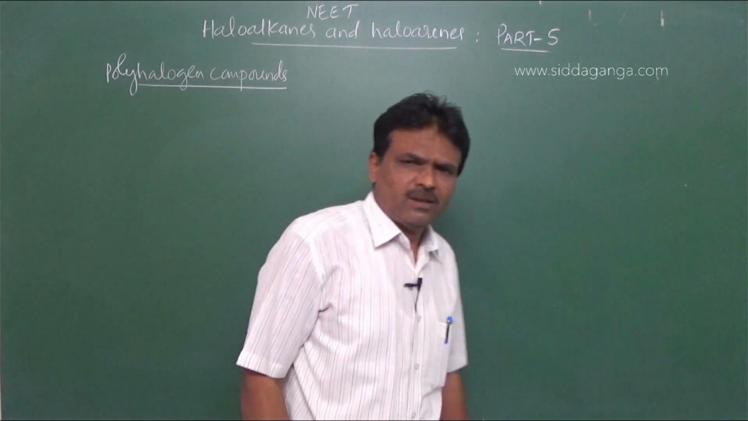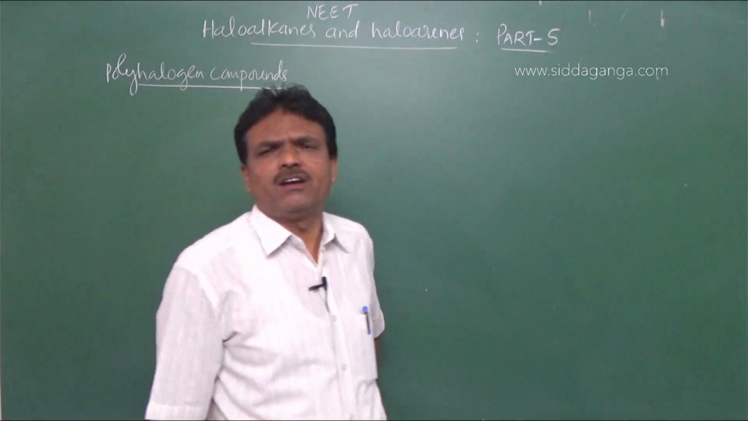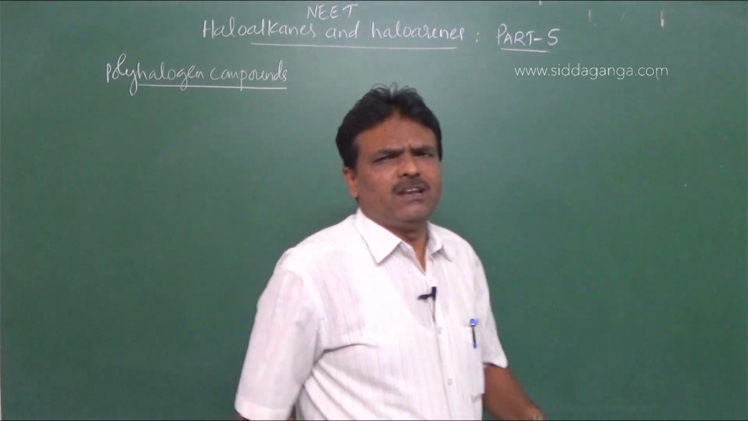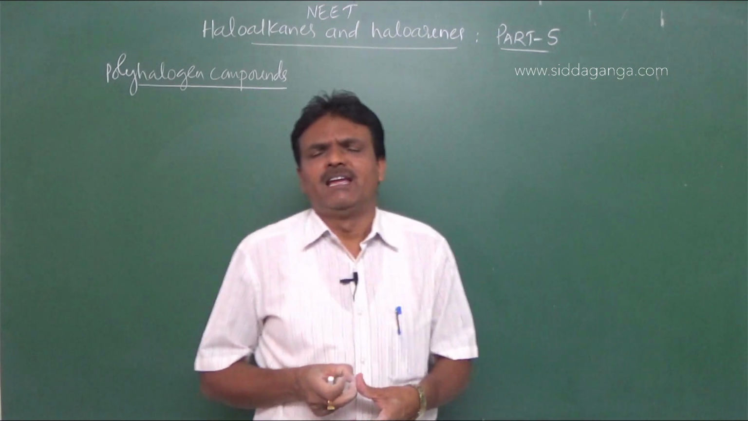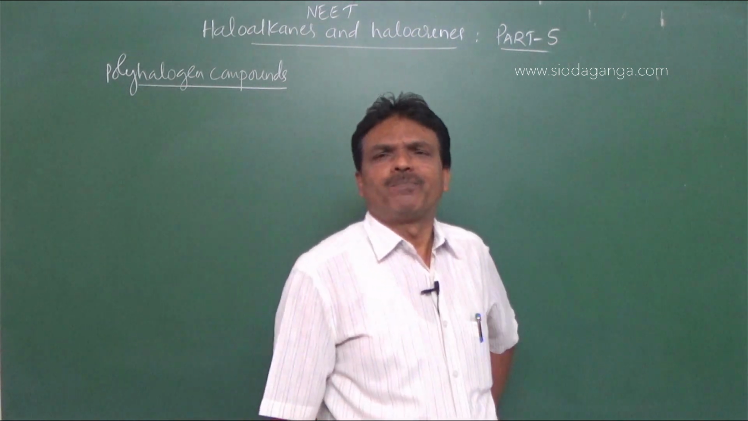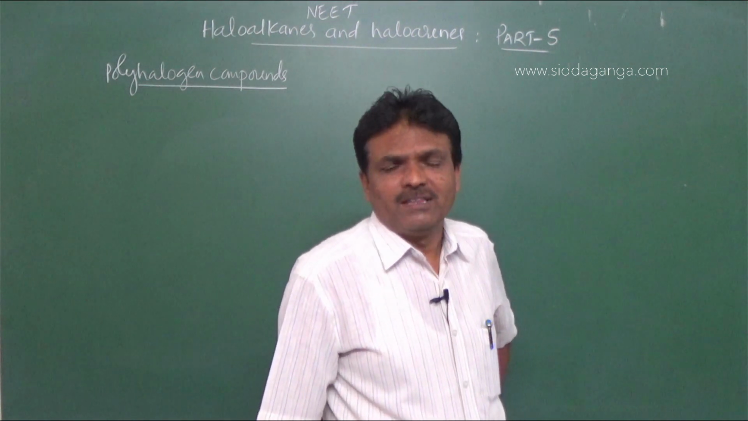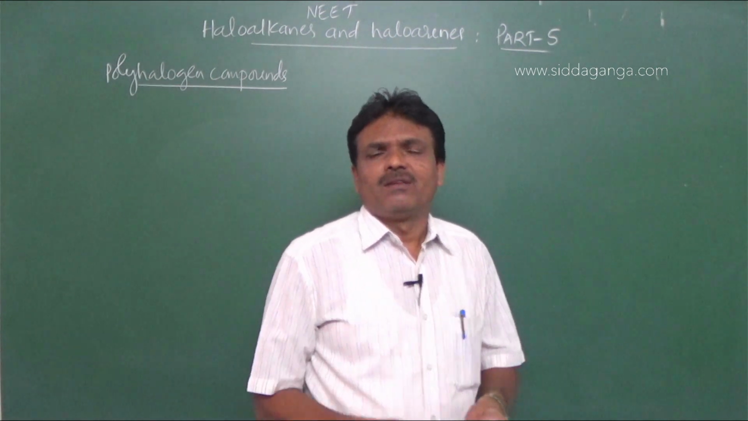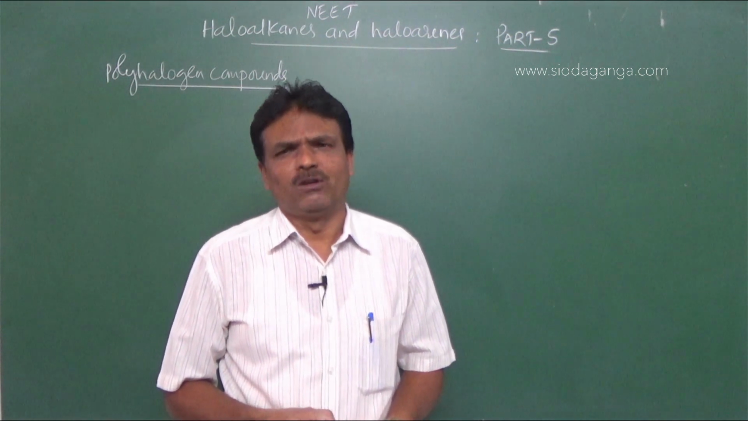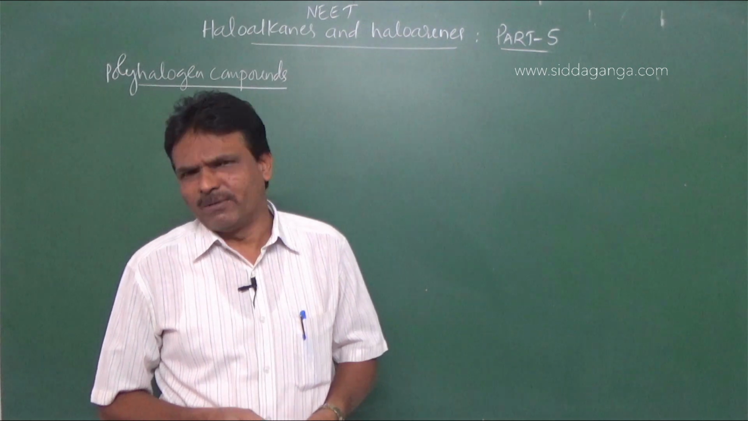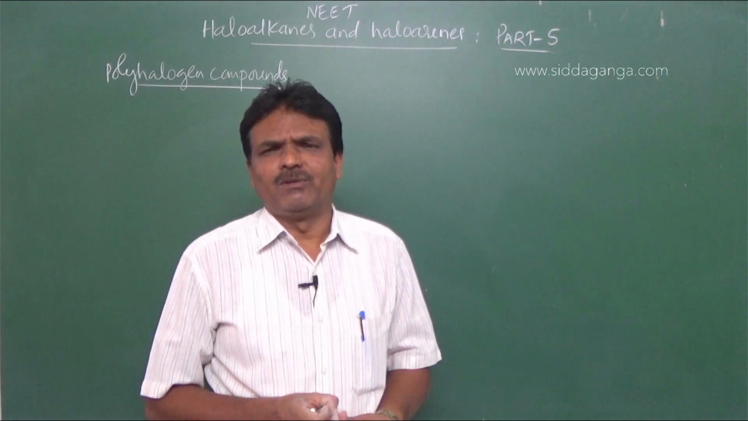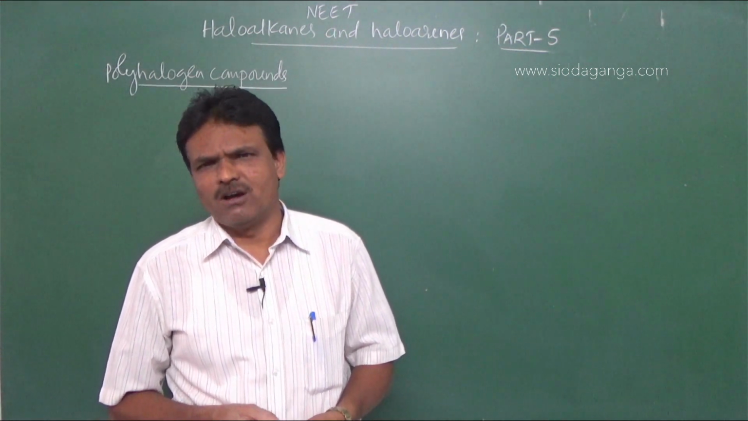Look, in case of polyhalogen compounds, what are polyhalogen compounds? They are formed by replacement of more than 2 hydrogen atoms of the hydrocarbons or alkenes by more than 2 halogen atoms. So chloroform, carbon tetrachloride, iodoform, all these are polyhalogen compounds.